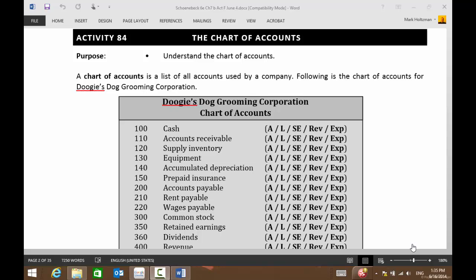Something called accounts. An account is created for a discrete piece of information that you want to keep track of. So you can see here the example we're going to have is Doogie's Dog Grooming Corporation.